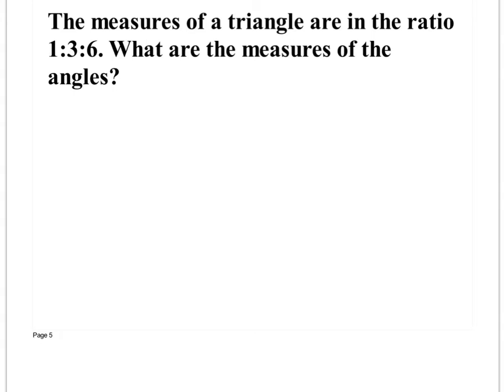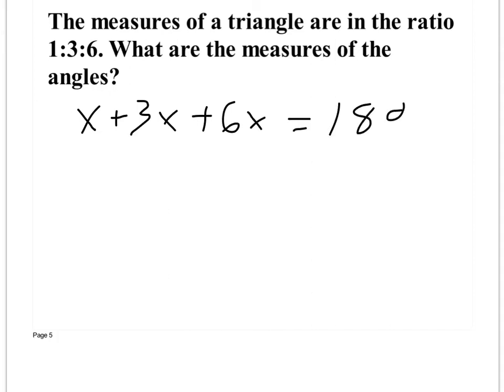The measures of the angles of a triangle are in the ratio 1, 3, 6. What are the measures of the angles? So my first angle is always x. Then it's 3x. Then it's 6x. They add up to 180. Because for every 1 degree in angle A, angle B is 3 degrees and angle C is 6 degrees. What number, when you add all those up, will give you 180?